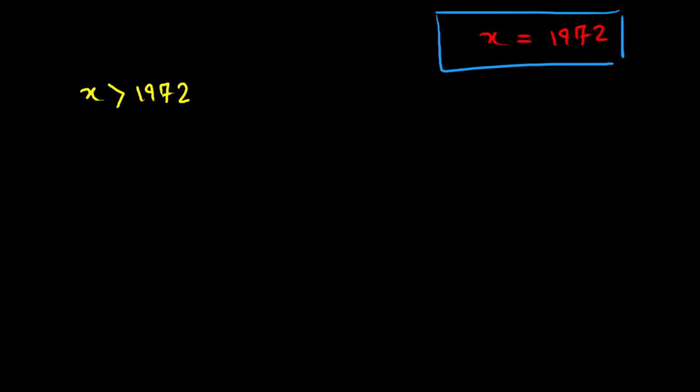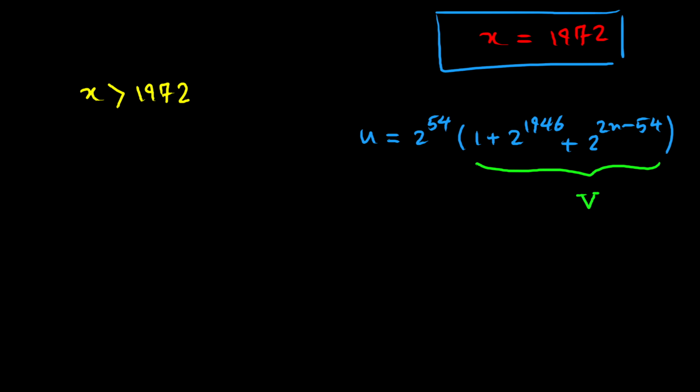Now, notice that u is equal to 2 to the power of 54 times (1 plus 2 to the power of 1946 plus 2 to the power of 2x minus 54). So for the sake of simplicity, let's say that this is v. Now, notice that inside we have 2 to the power of 1946, and that is really important. So in order to have 1946, I'm going to subtract 26 from both sides to get x minus 26 is larger than 1946. Now from this, I can say that 2 to the power of x minus 26 is larger than 2 to the power of 1946.